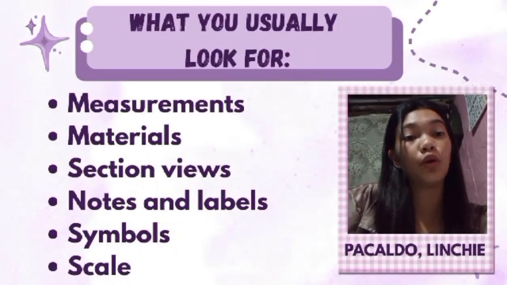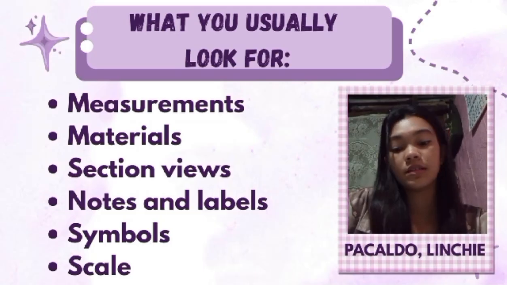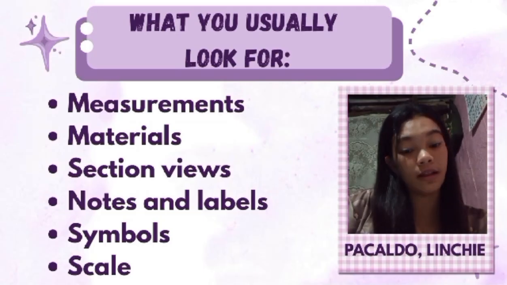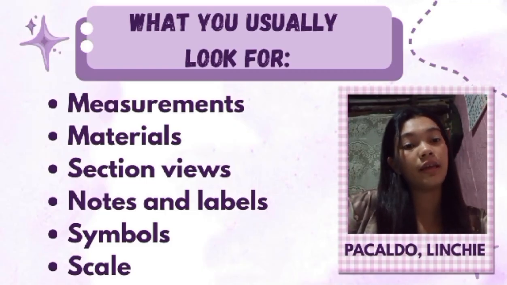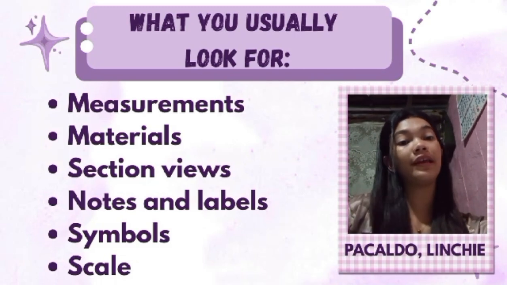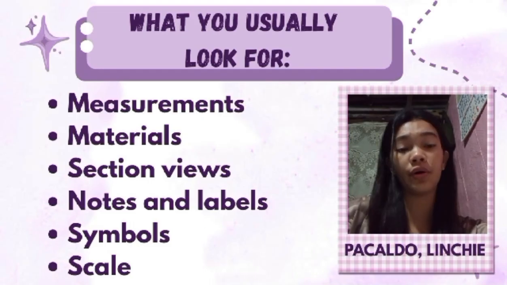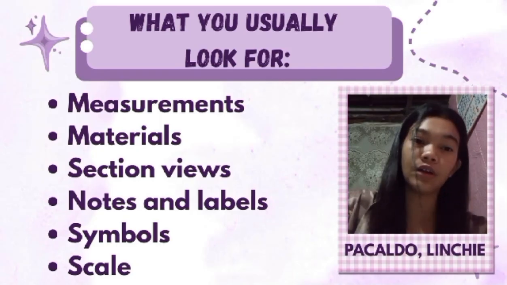When you interpret a blueprint, you should look at and check the materials, measurements, section views, notes and labels, symbols, and scale. A simple example is like reading a recipe. The blueprint is your recipe for building an object. It's like reading a recipe: your blueprint is your recipe so that you know how to build or make something. That's all. Thank you.